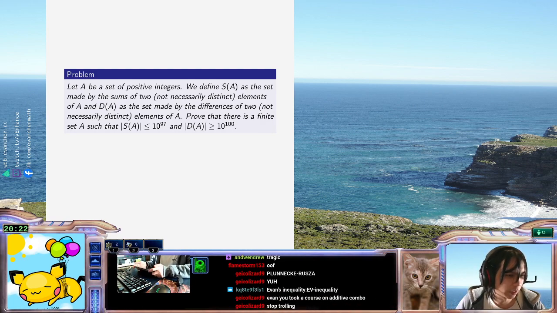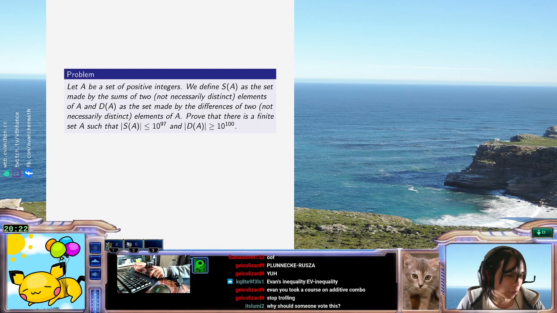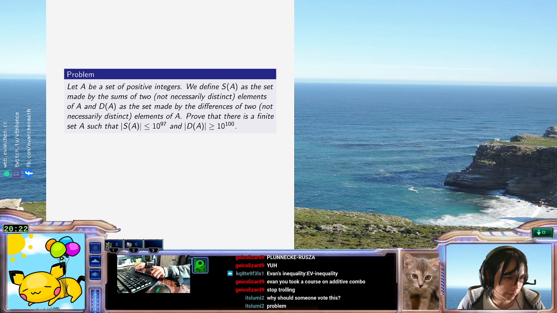Evan, you took a course on additive combo? That was the class where I was trying to drop the class, except I couldn't because I had a minimal number of credits, so I was barely scraping by. Yeah, I think the thing I learned from taking an additive combo class is that I'm never going into additive combo, ever. I'm so bad at it.